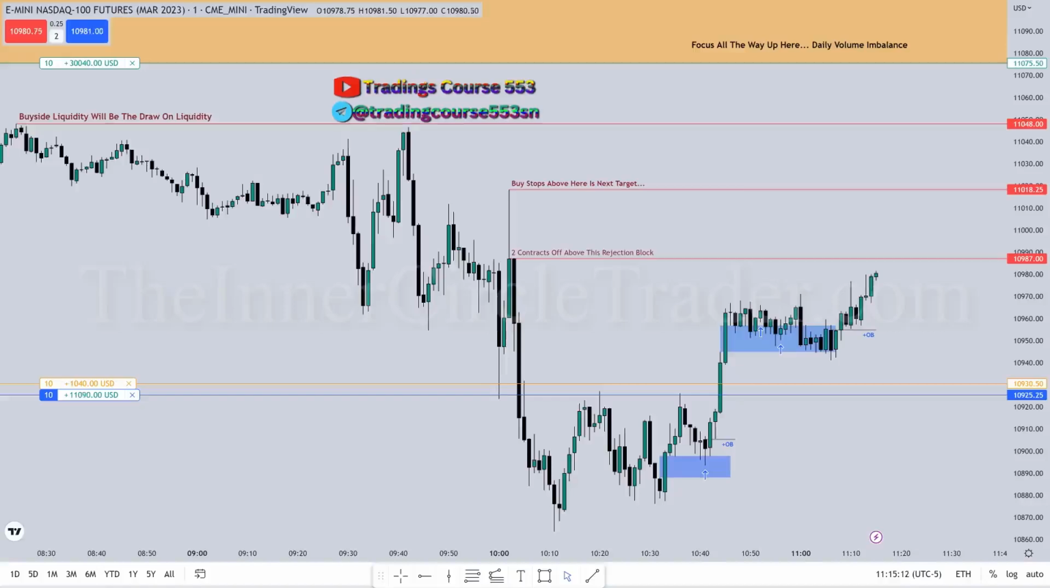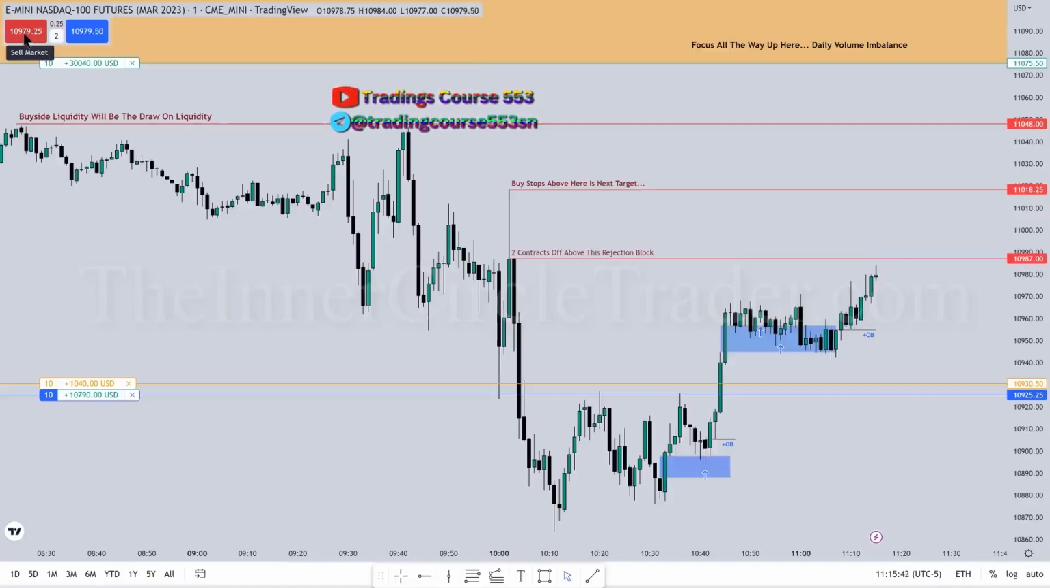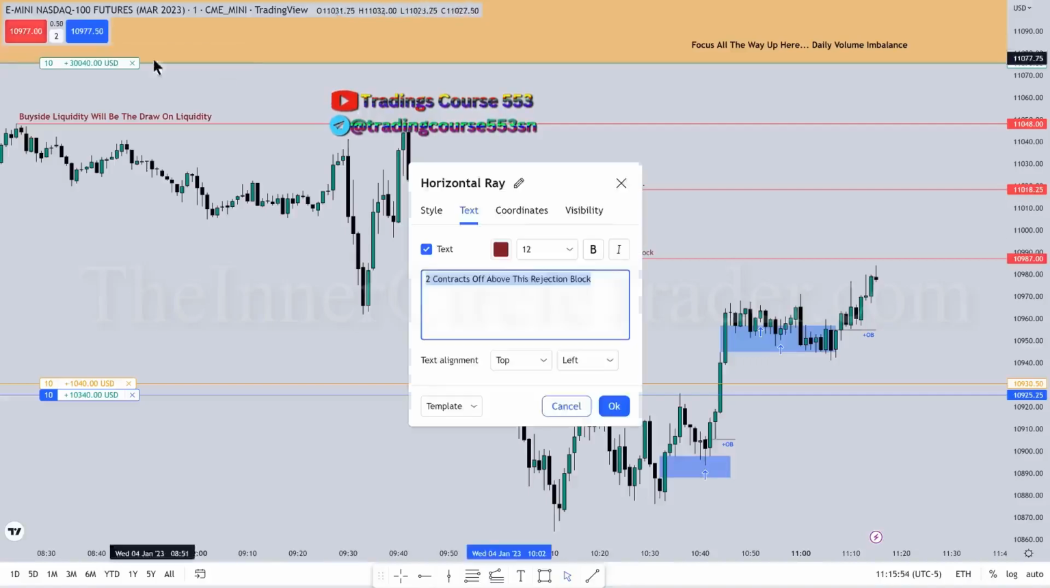So I'm looking for price to reach up into that rejection block, which is where I have annotated 2 contracts will come off above the rejection block. I'm anticipating it's going to spike up in there, and I'm going to get a little overzealous here and type out the very instructions that I'm selling 2 contracts.